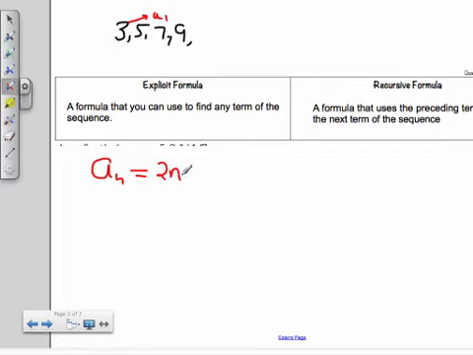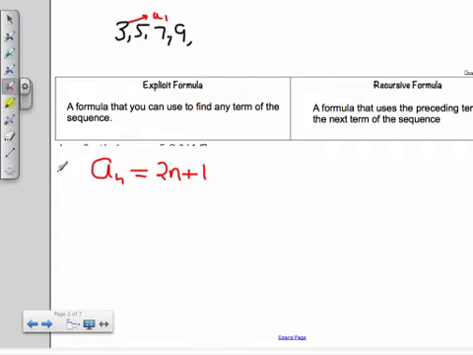All right, now let's try this and see if it's really true. Is it really equal to 2n plus 1? This is the first term of my sequence, so I would do a sub 1 equals 2 times 1 plus 1. 2 times 1 is 2, plus 1 is 3, right? So that works. Let's look at 9, which is our fourth term of our sequence. So a sub 4 equals 2 times 4, which is 8, plus 1, so I get 9.